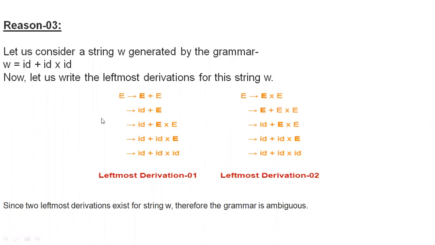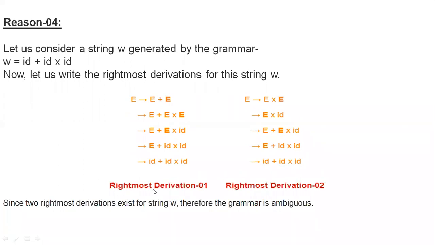Derivation part. Here I am showing the leftmost derivation. See, for the same string, two types of derivations are derived here in a leftmost manner. So finally, from this also we are making a statement that the grammar is ambiguous. And see the reason number 4. Again, it is a rightmost derivation. For the same string id plus id into id, here we are deriving two rightmost derivations. So finally, what we are concluding here is that the grammar is an ambiguous grammar, right?